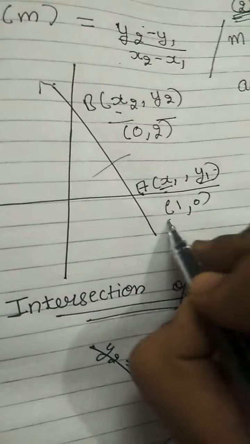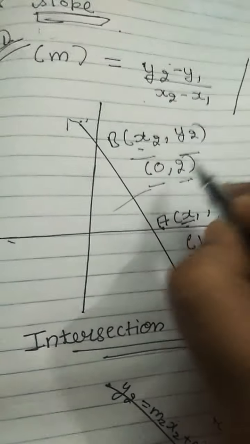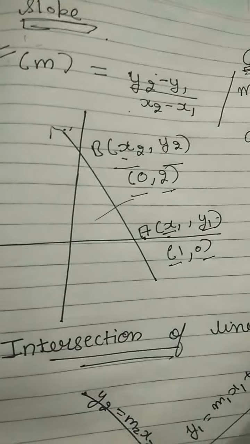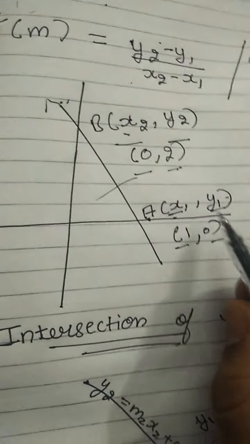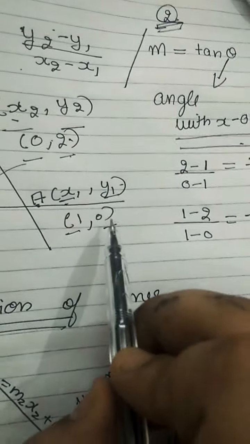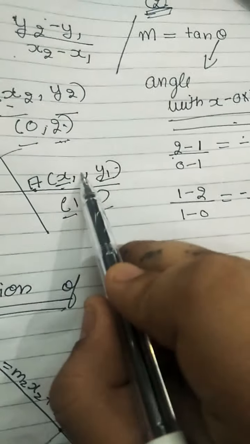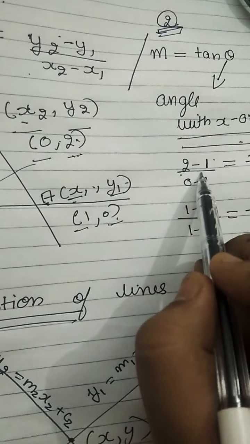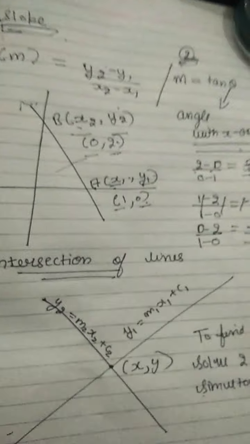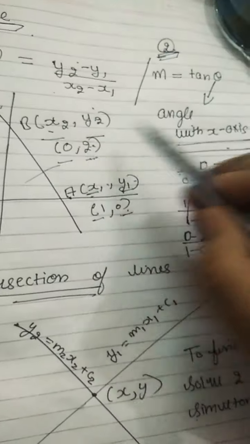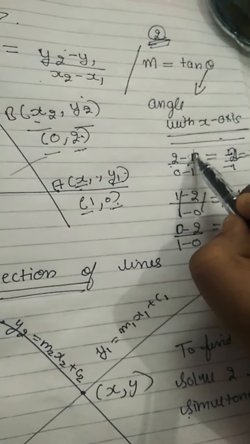See, this is an example. If you take A coordinate as (1, 0) and B coordinate as (0, 2) and you want to find the slope, then if you consider this as y2, it will be 2 minus y1. Even if you consider this as y2 and this as y1, or this as y1 and this as y2, the answer will remain the same. See, I've solved it here. If I consider this as 2, there was a bit of a mistake. I've written 1 here, but it should be 0.